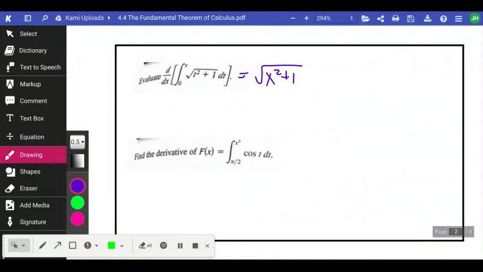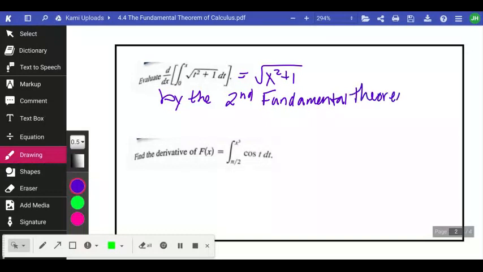What reasoning? They do want you to explain it, and the AP test expects you to say by the second fundamental theorem of calculus. And you have to say of calculus because a lot of branches of math have their own first and second fundamental theorems. There's a fundamental theorem of algebra too.